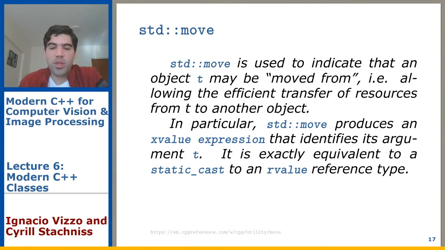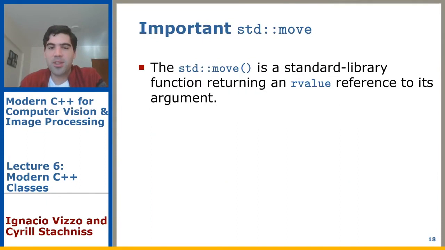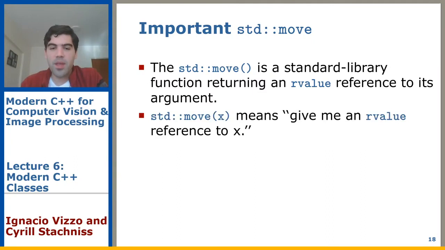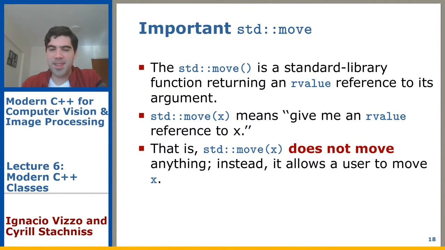So this is a definition, it's impossible to understand. There are some examples here. This move is part of the standard library utility library. The idea behind move is that I will give you a left value and you will give me an R value reference. And this is something really important: the move function does not move anything. So don't think of this as having two objects and, when you move it, actually moving it from one place to another.